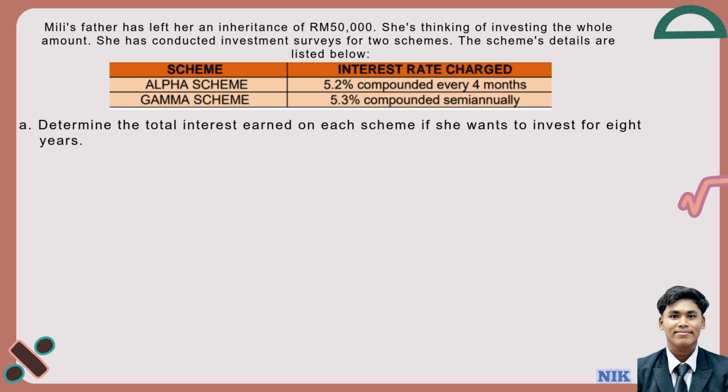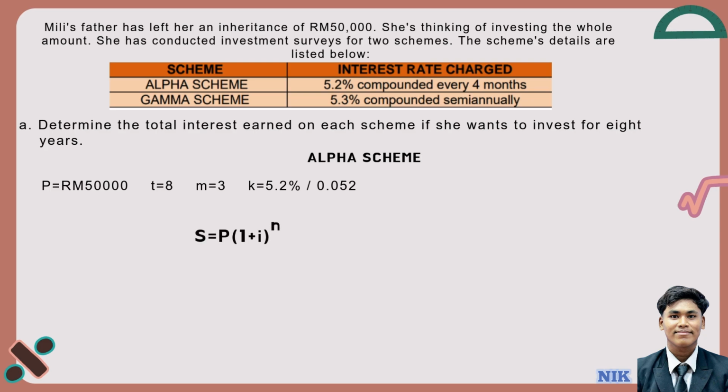First of all, we solve alpha scheme to find the total interest earned. We need to extract the information given, where principal is 50,000 ringgit, the term is 8 years, also compounded every 4 months, which is M equal to 3 with 5.2% or 0.052 interest rate. Hence, we need to find S first using S equal to P multiplied with 1 plus I power of N. This is because to find interest, we need S. After that, we need to find I and N to put in this formula.